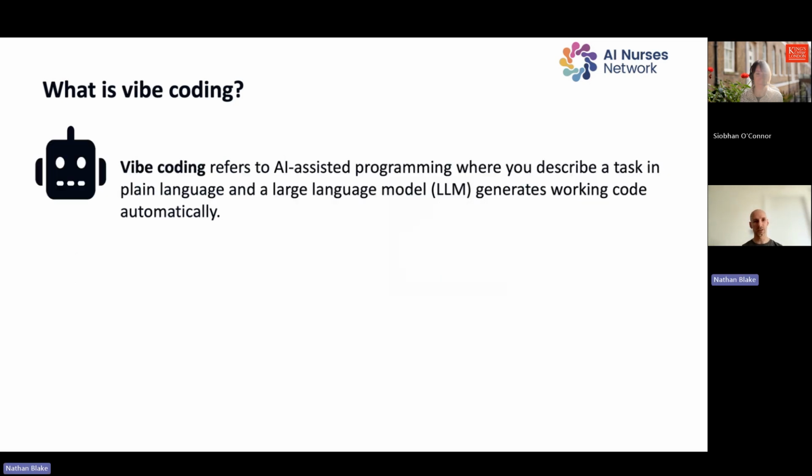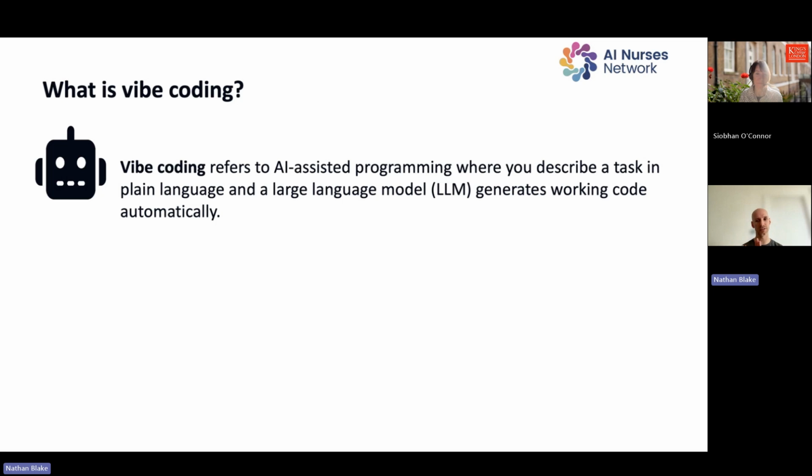So if that's what coding is, what is vibe coding? This is where you start to use, I've mentioned LLMs a few times, some kind of AI-assisted programming in which you describe your task in just plain English, or whatever language you want. And then the large language model will generate code based on what you've said.